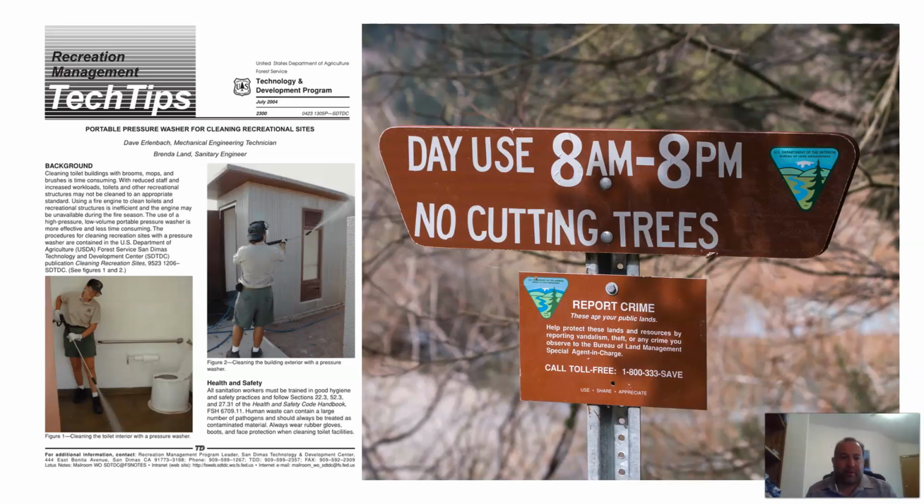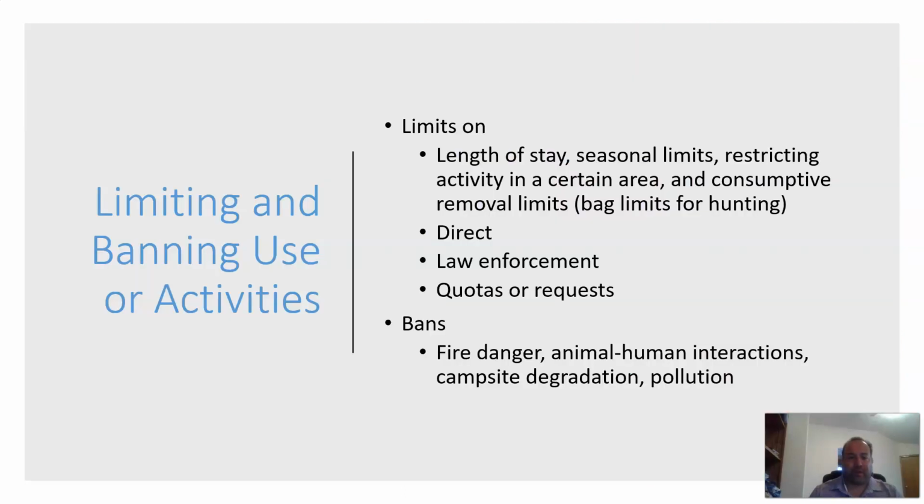And so some examples here on the left, you'll see this is a bulletin from the U.S. Forest Service about how they clean their recreational sites. And then on the right here, the sign says no cutting trees and day use only. And if you see a crime, report it here. So the ideas of direct management and indirect management all at the same time.